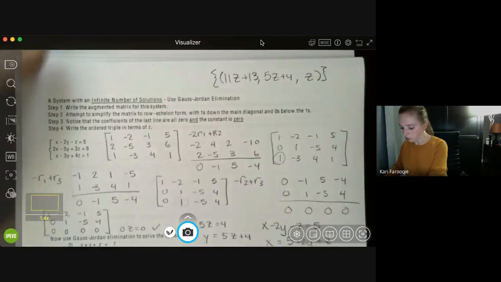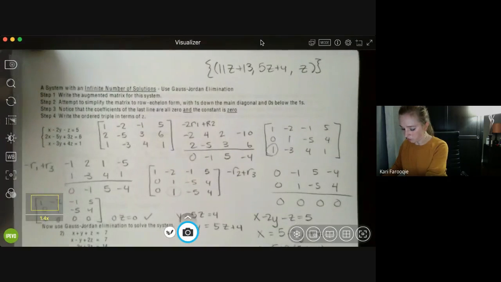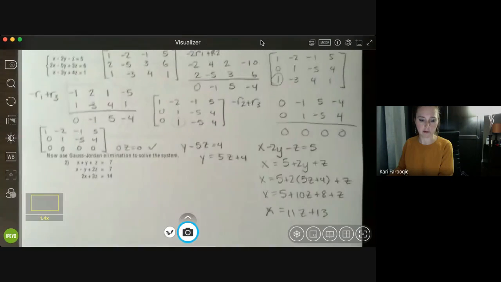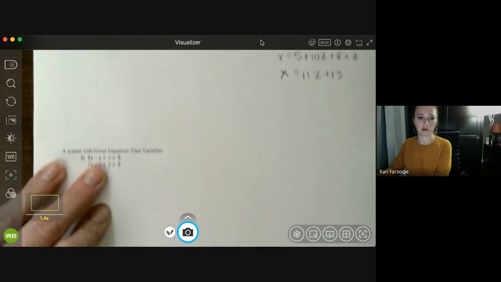So again, number 2 does the same thing. If you have questions about it, stick around. You should have the key to it anyway, but if you have questions, please let me know.